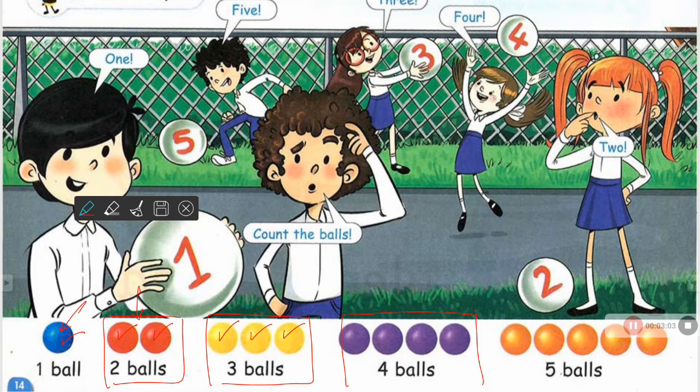And here, let's count. 1, 2, 3, 4. 4 balls. And here, let's count the balls here. 1, 2, 3, 4, 5 balls. There are 5 balls.